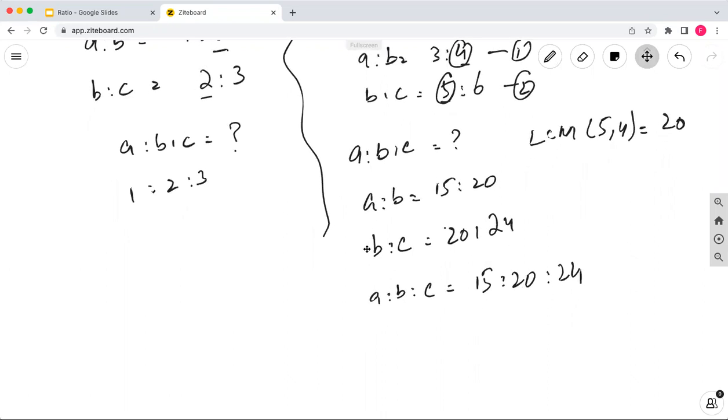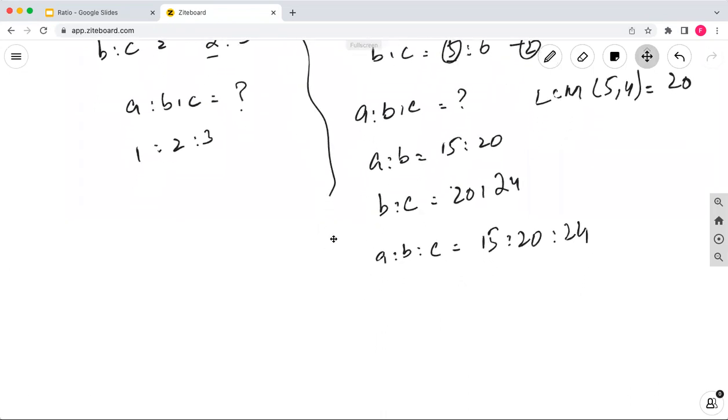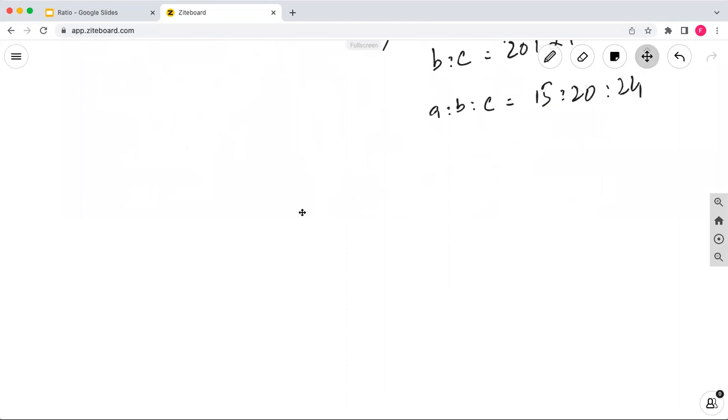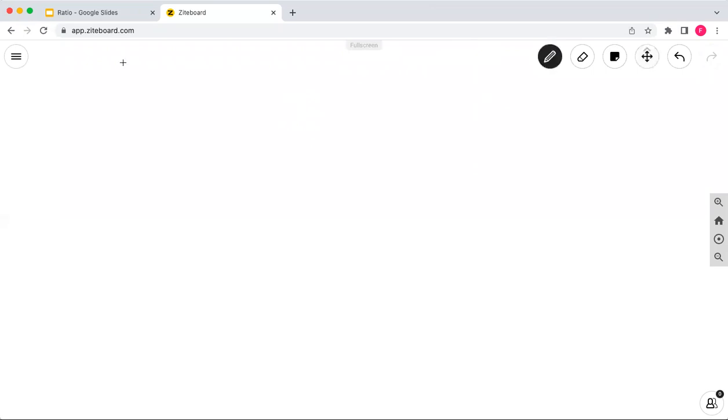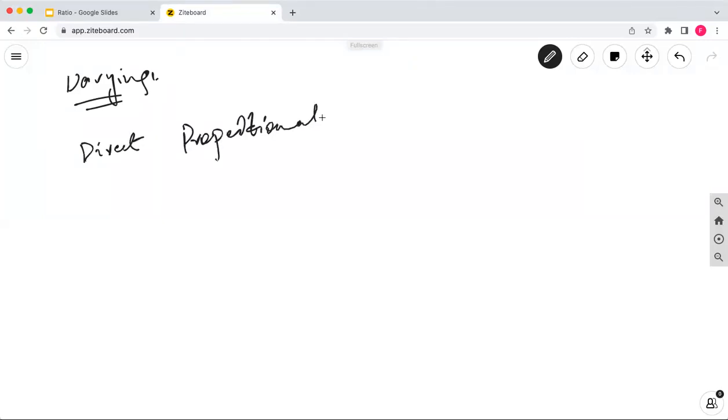Okay, so we have discussed most of the part. One more very important concept is actually known as the varying concept, which includes direct proportional and inverse proportional.